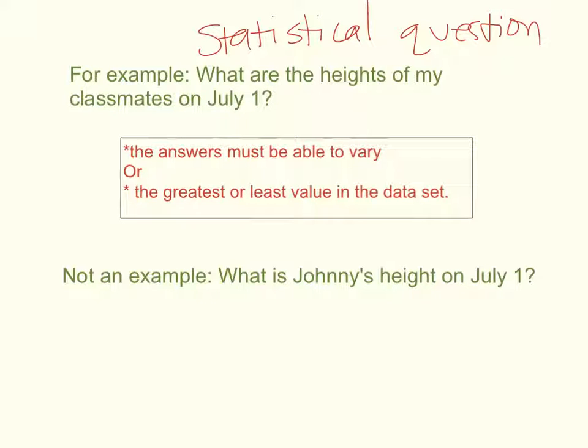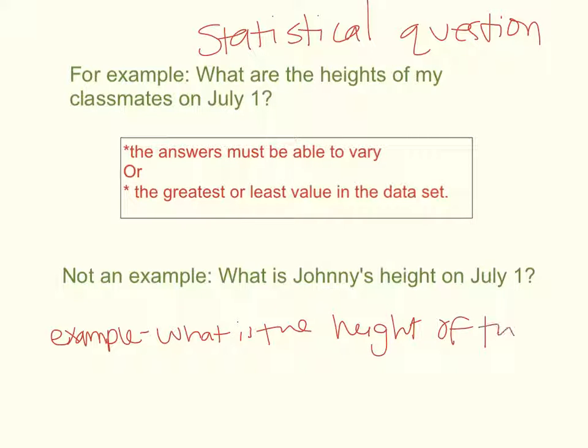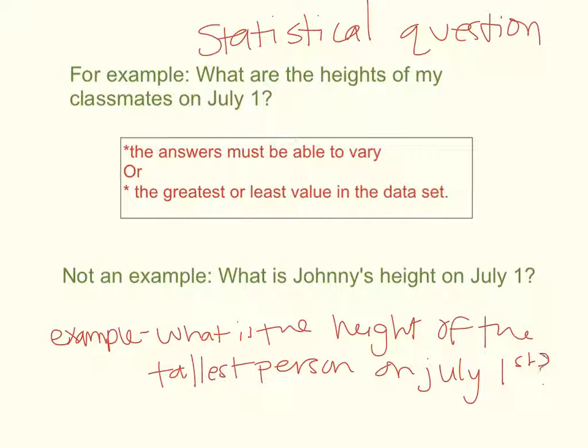Another example of a statistical question, this would be a yes example, is if we said, what is the height of the tallest person on July 1st? Sorry, I'm writing a little sloppy. Now, maybe Johnny is the tallest person, but we don't know that. We want to know the height of the tallest, or we could have said the shortest person, because that's showing the greatest or the least value in the data set.